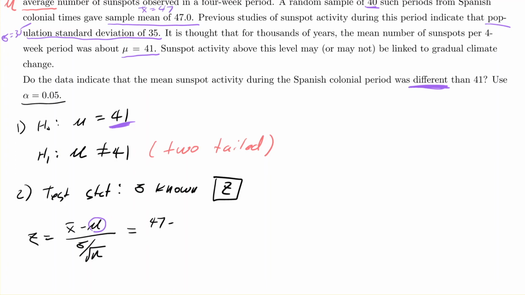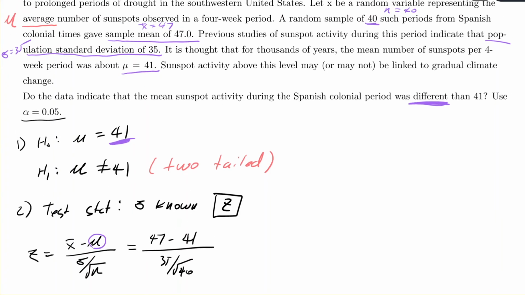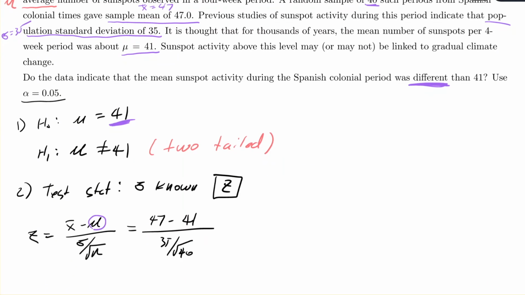So 47 minus 41 over the population standard deviation, which was 35, divided by the square root of the sample size of 40. There are 40 sunspots. So this value gives us 1.08. So we have test stat equals 1.08. That's a test statistic.